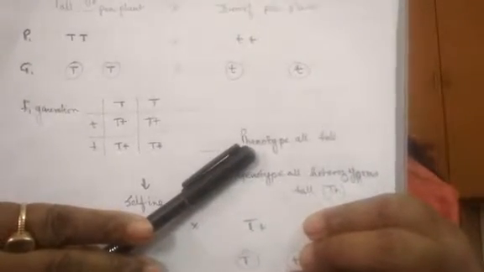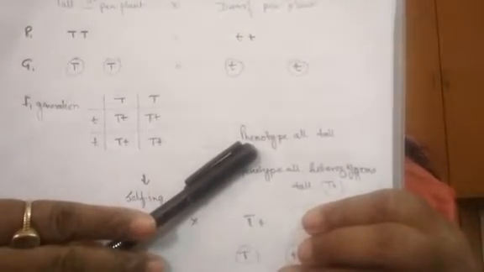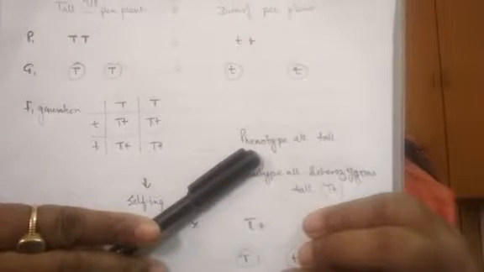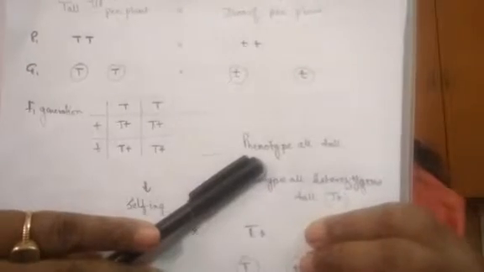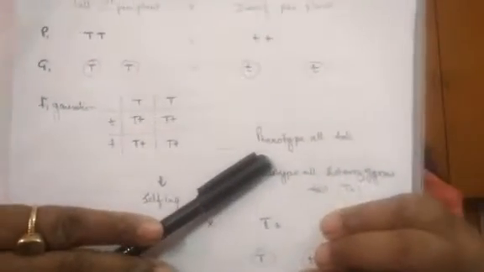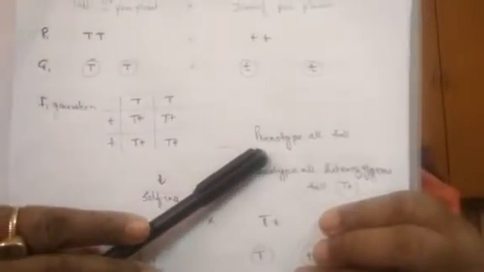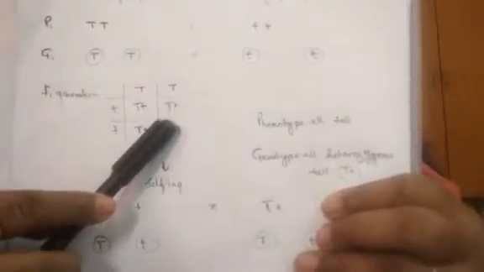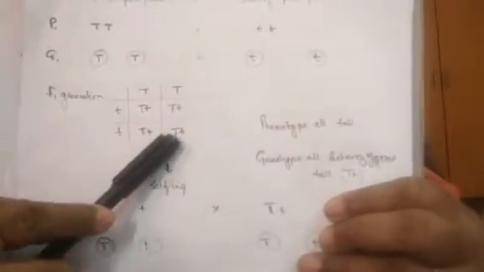Phenotype means the visible characters, which we can observe. It may be a physiological character, it may be a morphological character, but it should be visible, one which we can observe. So the phenotype will be all tall. Clear? All tall. Phenotype is what we are seeing. We are seeing that all four are tall.